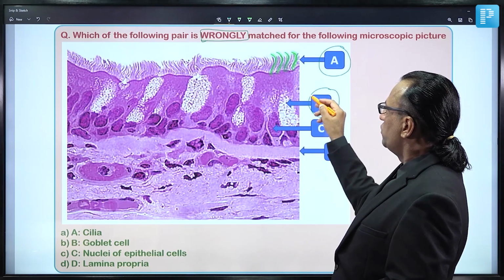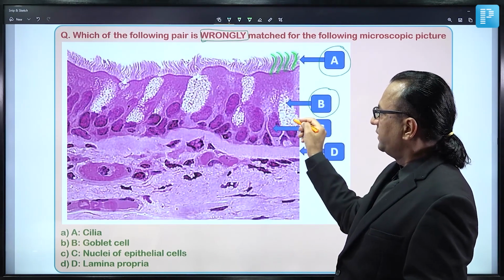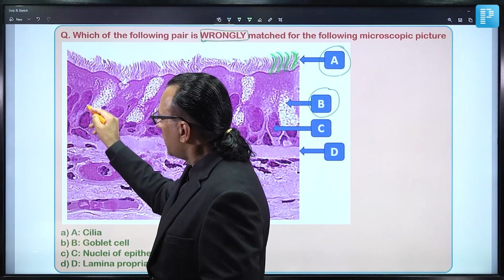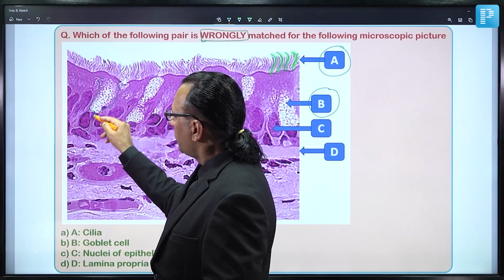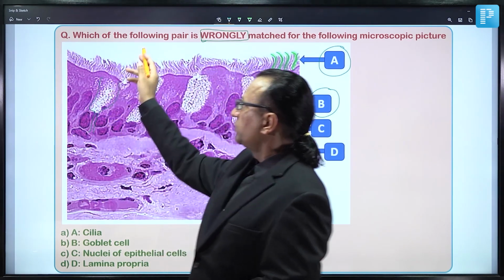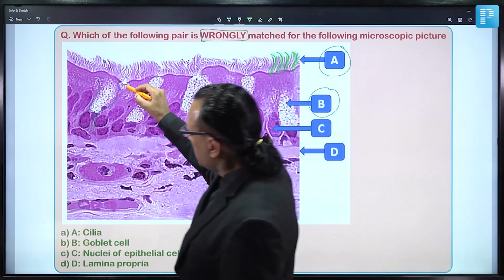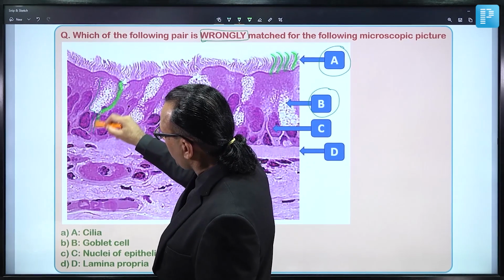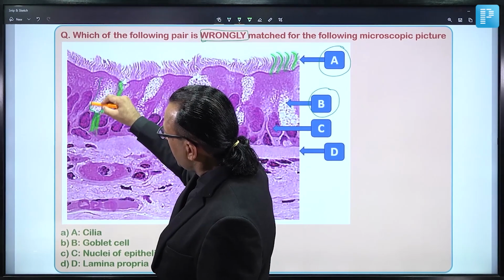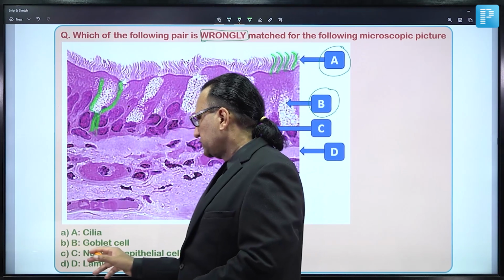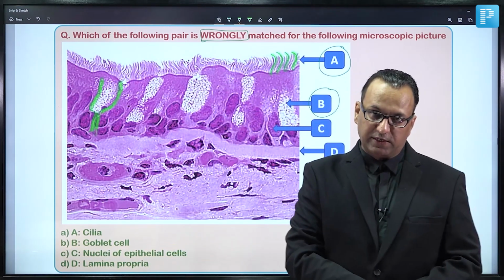As I will show you, one of the mucus containing cells here appears like a goblet. And in the goblet, you have the mucus, which is being secreted towards the apical surface of the epithelium. So this is the goblet cell. No problem with choice number B as well. Now, choice number C is telling us about the nuclei of epithelial cell.